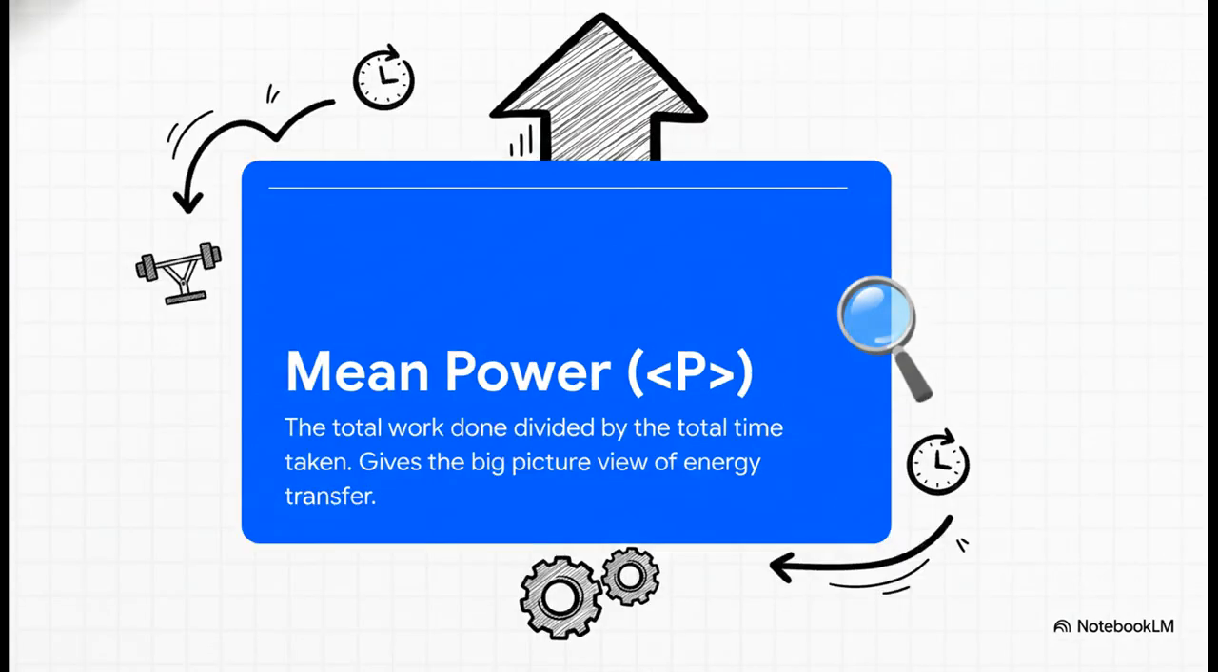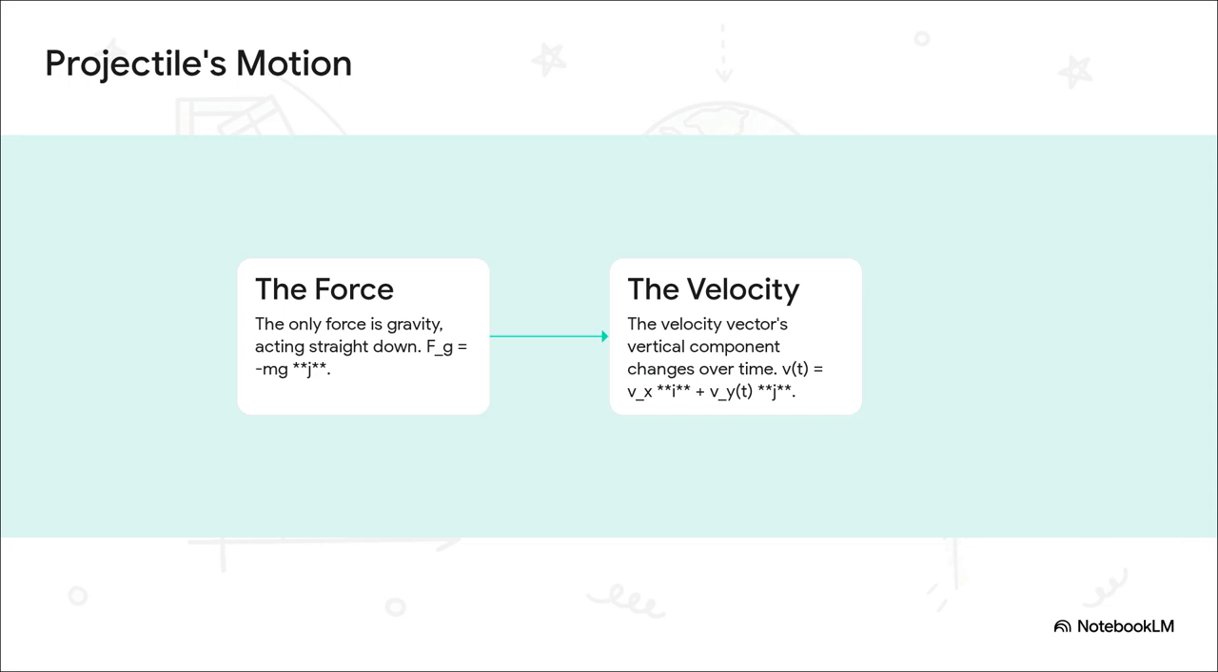Next up, mean power. This is completely different. Here, we're zooming out. We don't care about the moment-to-moment snapshots anymore. We're looking at the big picture. You figure out the total work done by the force over the entire journey from start to finish, and then you just divide it by how long the whole trip took. It's a simple average.